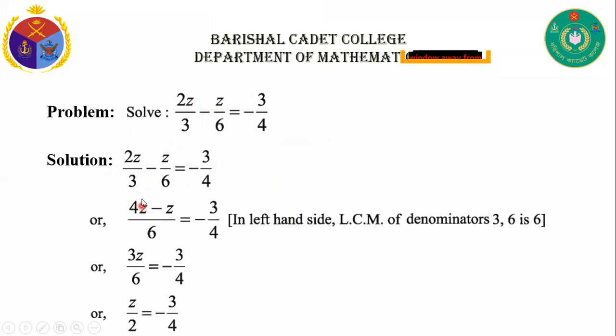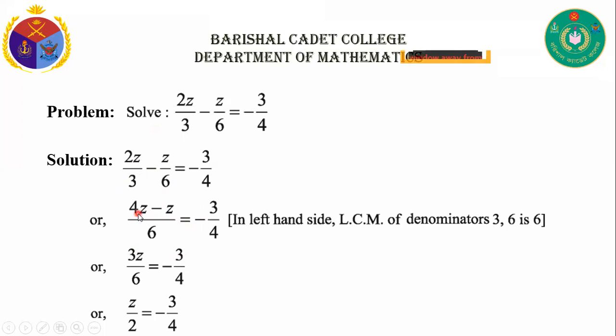So for 4z, now we take the LCM of these two fractions, that is 3 and 6. The LCM of 3 and 6 is 6. So taking denominator 6, the quotient of the first fraction is 6 divided by 3, which is 2. So 2 into 2z, that is 4z, minus z equal to minus 3 by 4.